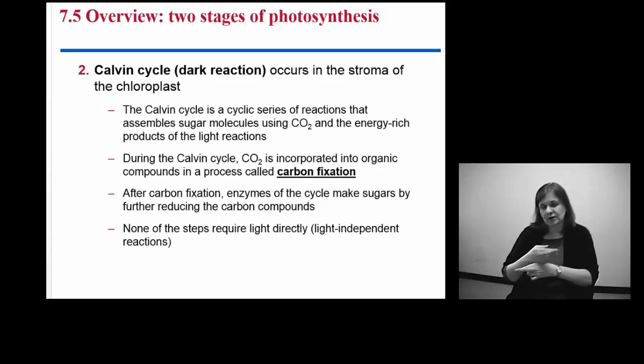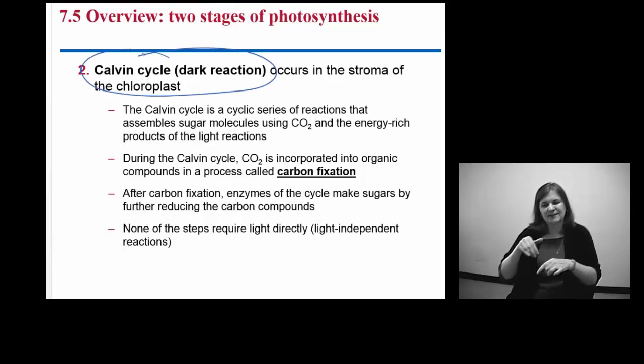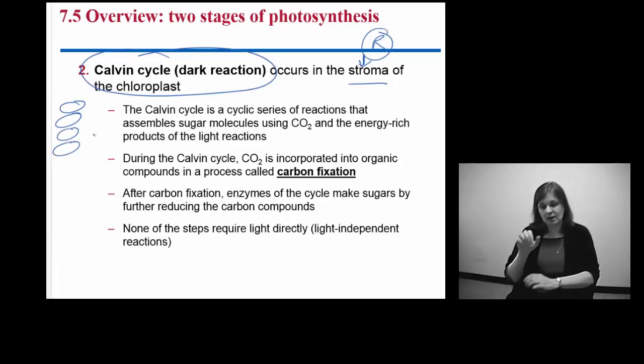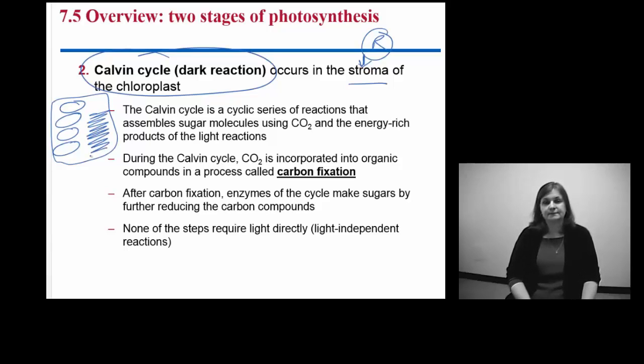The dark reactions associated with something known as the Calvin cycle occur within the stroma of the chloroplast. Remember, stroma with an R in this case. So what we're looking for are those stacks that we talked about in structures. So we're going to look for the stroma and those stacks associated with the space surrounding them. What we want to do is actually convert carbon dioxide into glucose.